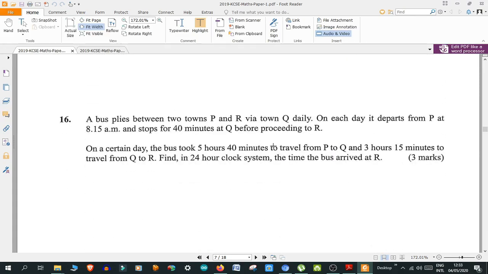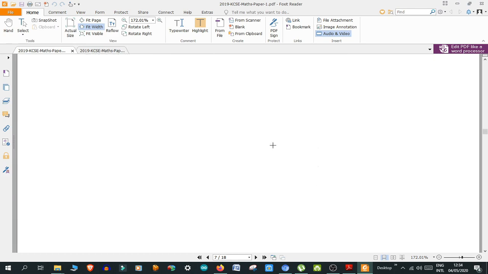Question 16. A bus plies between 2 towns P and R via Q daily. On each day it departs from Q at 8:15 and stops for 40 minutes at Q before proceeding to R. On a certain day the bus took 5 hours and 40 minutes to travel from P to Q and 3 hours 15 minutes to travel from Q to R. Using the 24-hour clock system. So this is a topic on time, Form 1.